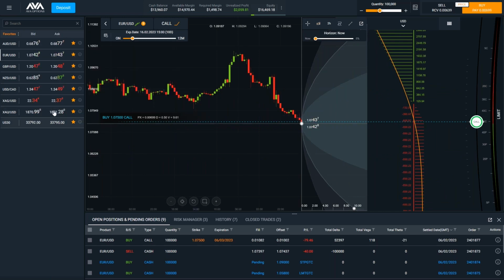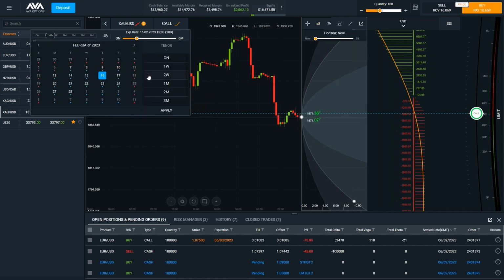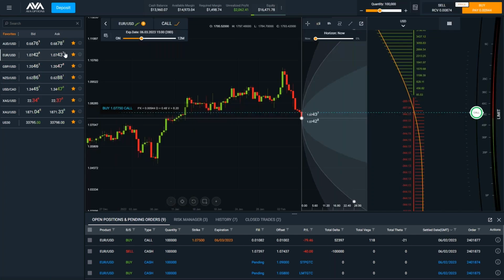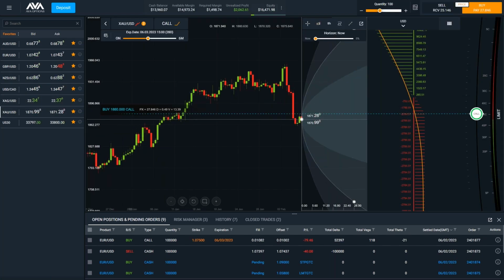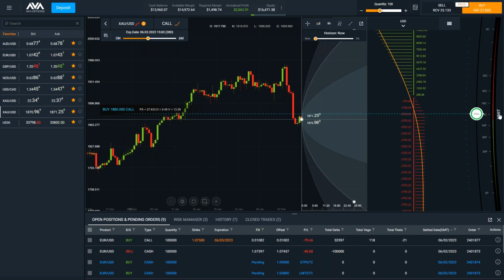Let's look, for example, at gold. An option on gold is going to be much more expensive. The same option on gold for a month is going to cost about $27. The volatility is 13%, compared to Eurodollar, where the volatility was around 8%. So options on gold are more expensive, and we can do all sorts of strategies, buy an option, sell an option. Again, we have limit orders.